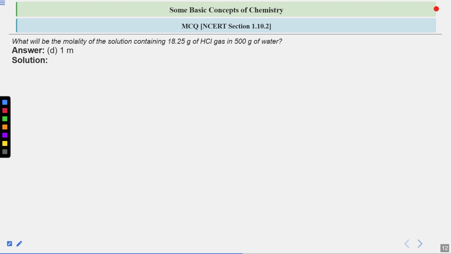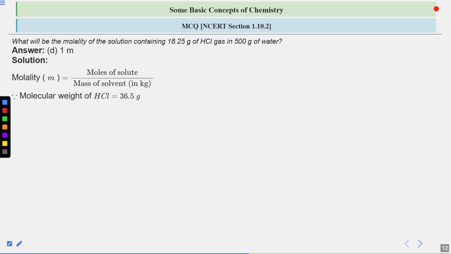How will we solve it? It's very simple, an easy question to solve. You know the formula: moles of solute divided by the mass of solvent in kg. We already know that the molecular weight of HCl is 36.5 grams. So we can calculate the number of moles of HCl from here. It will be 18.25 by 36.5, that will be 0.5. So this is the number of moles of HCl.